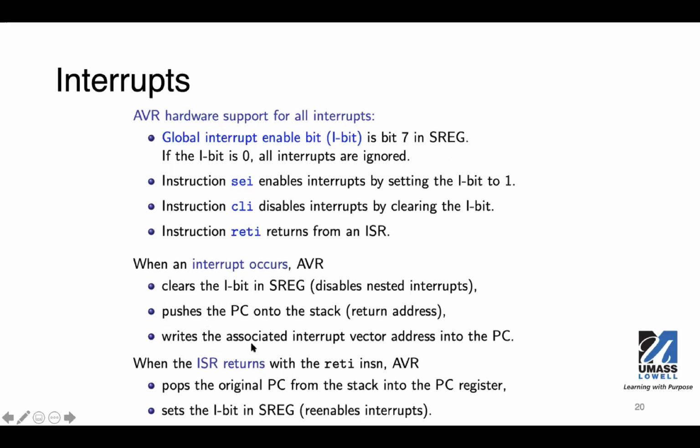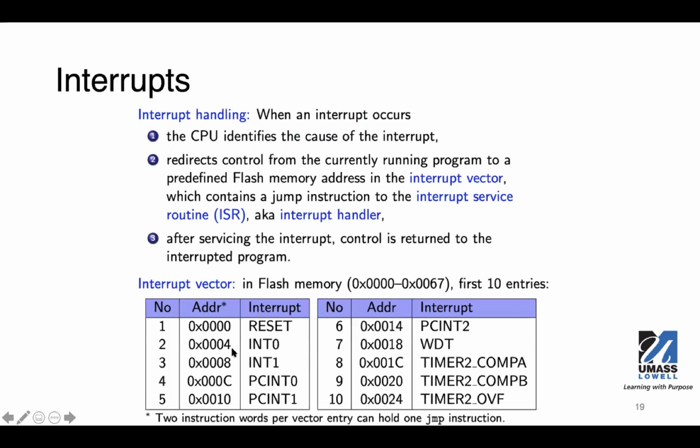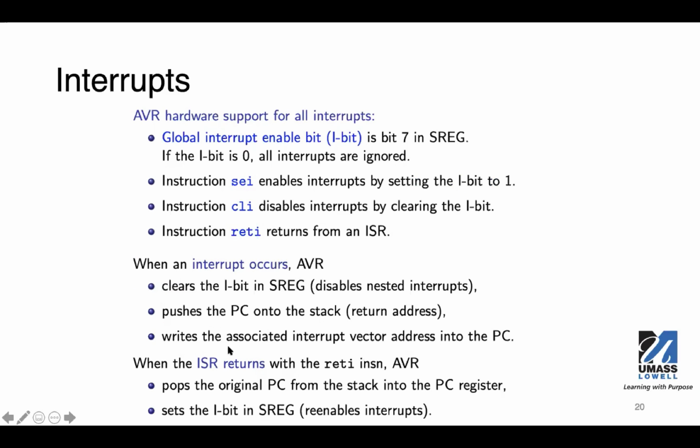You then write the associated interrupt vector address to the PC. So if it is reset, then 0 will be put into the PC. If it is INT0, then 4 will be assigned to the program counter. That's how the processor will get to the interrupt service routine.